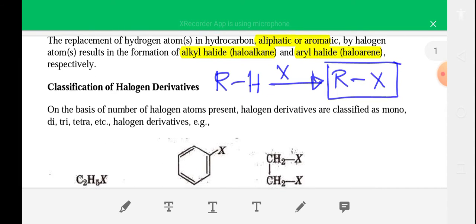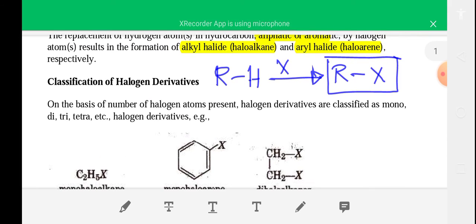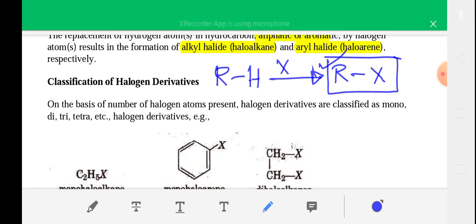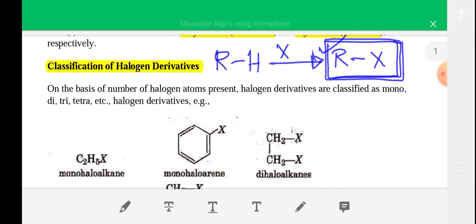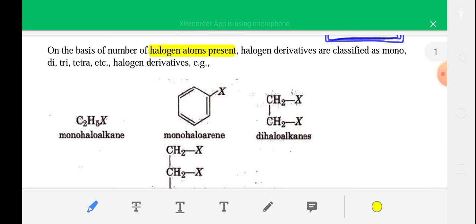Now see the classification of haloalkanes and haloarenes. Both are represented by the general formula RX, where X is a halogen atom. There are different methods of classification of haloalkanes and haloarenes. First one is on the basis of the number of halogen atoms present in the haloalkane or haloarene.